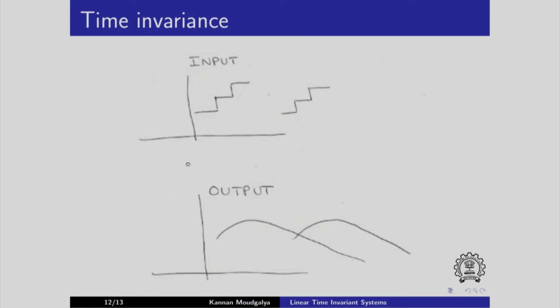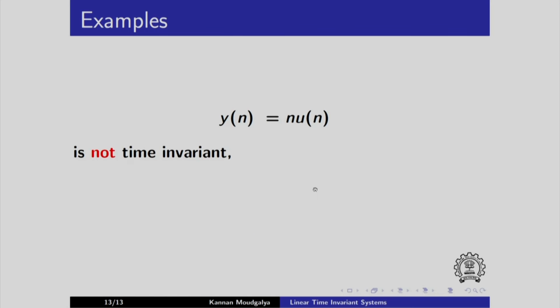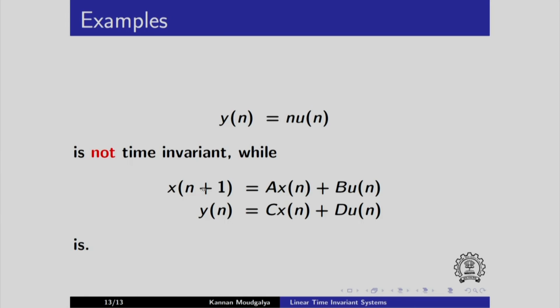It is illustrated graphically here. I do the experiment on Monday, I get this output. I do the same experiment on Tuesday. Remember, the starting value has to be the same. Then do I get the same shape? If so, the system is time invariant. I have some examples here. y of n equals n into u of n is not time invariant. You can verify this, whereas our standard system is time invariant. You can verify this.